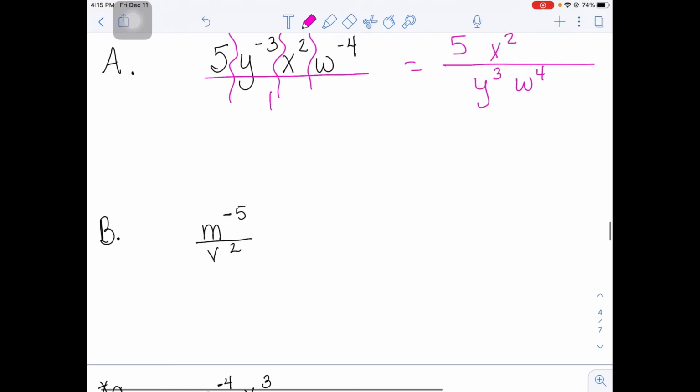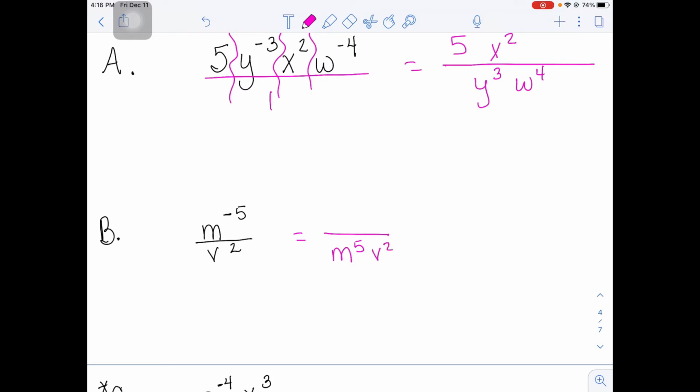All right, so let's look at this one. B, m to the negative 5, and v to the second. These are not like bases, so we can't use our quotient rule, so we're going to look individually. This starts out as a fraction, so we think it might end as a fraction. May not, we'll see. So let's look at m. Oh, we have a negative. He's not happy up there, so let's move him to the bottom. And then v squared, well, they're happy, just fine right there, so they get to stay down there.